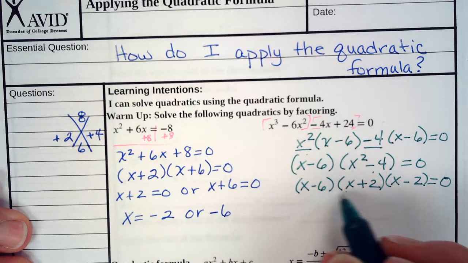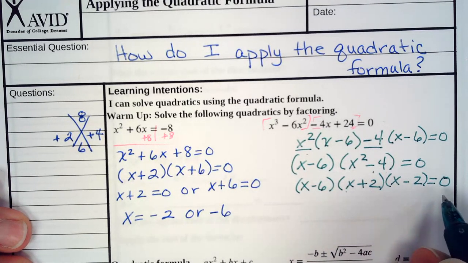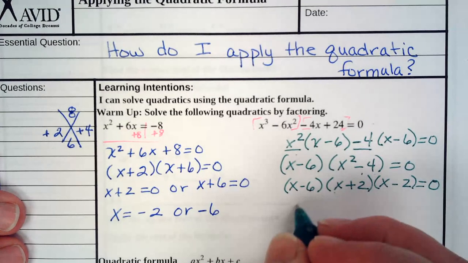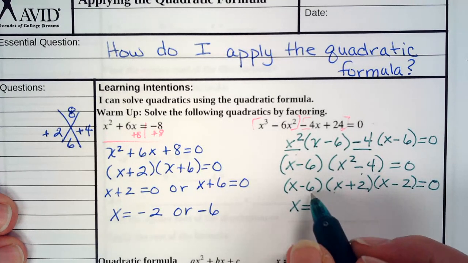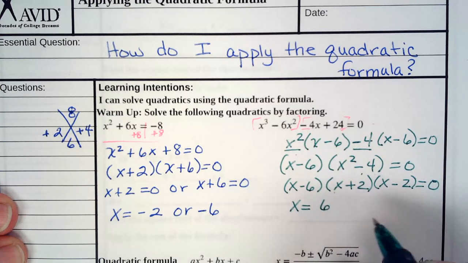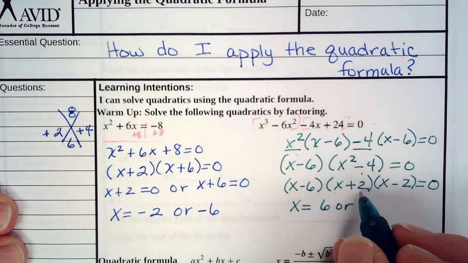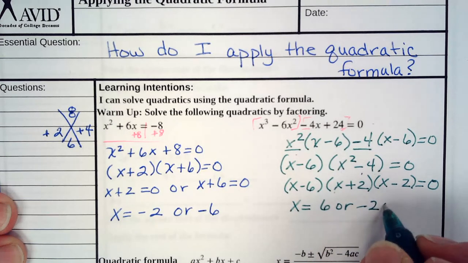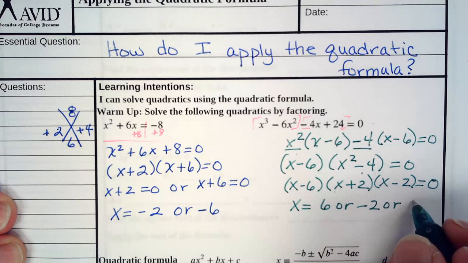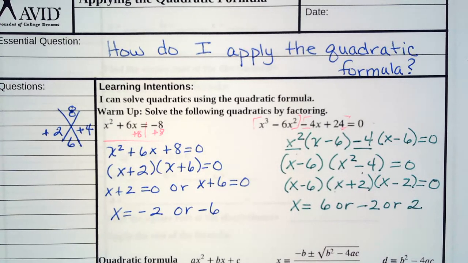So as I'm looking at this, I could easily set these up equal to 0, or I can use my brain. X is equal to, what is the opposite of negative 6? 6. Or, what's the opposite of positive 2? Negative 2. Or, what's the opposite of negative 2? Positive 2. So it would come down through negative 2, go back up through 2, and then it would come up through negative 2, go down through 2, come back up through 6. So now, that's solving by factoring.